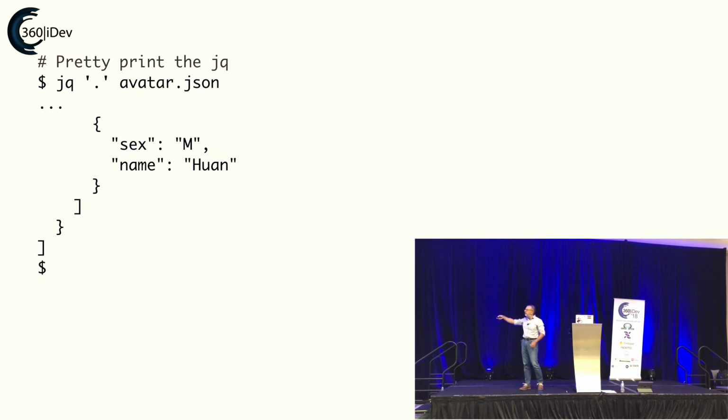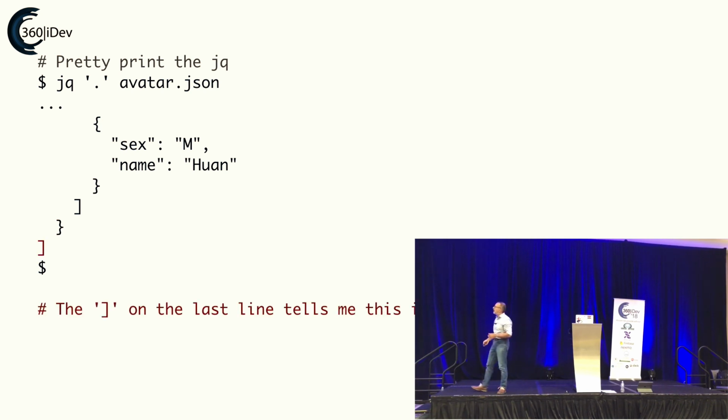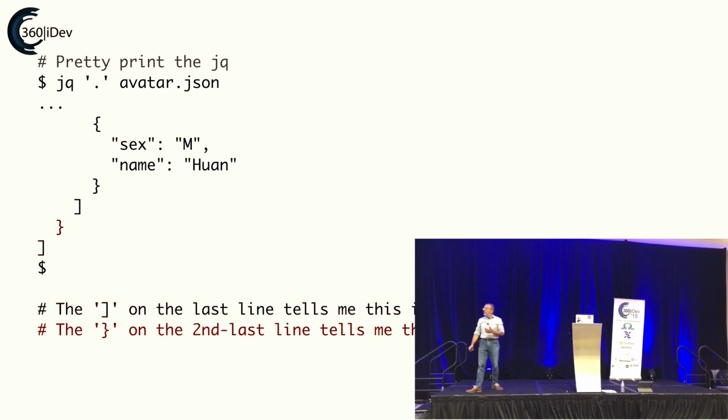And it scrolls off the screen, obviously, because it's a huge file. But there's a lot of useful information just in the last two lines. The last line tells me that this is an array. The second last line tells me it's an array of objects. Really, really useful.